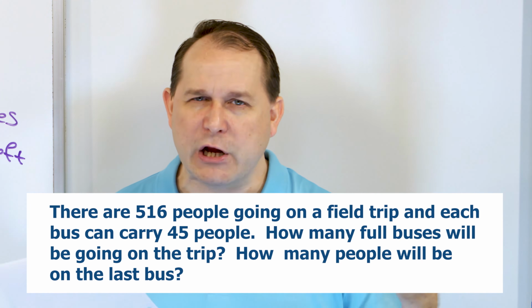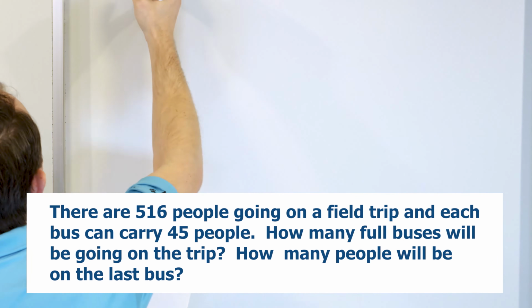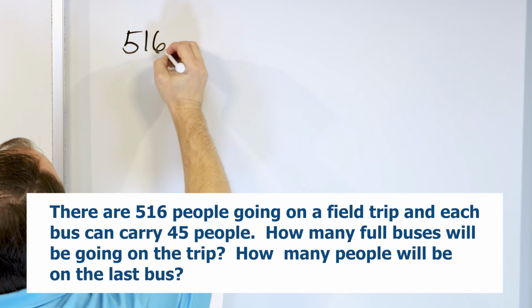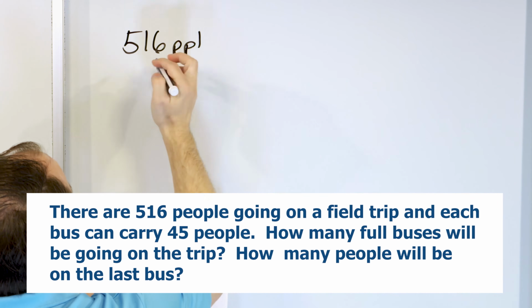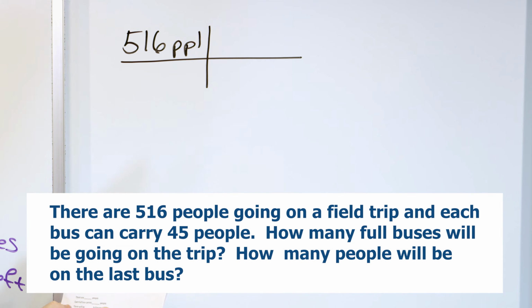So we have to divide, we know that. But let's write down the units so we can understand. We have 516 people. I'll just put PPL, that means people, right? And then the problem also says each bus can carry 45 people.